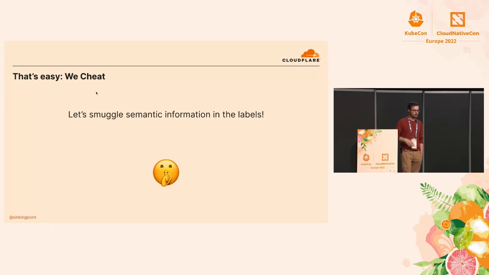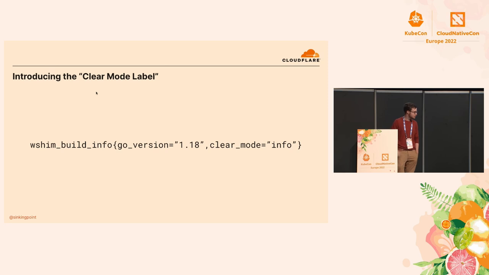And there's really only a few controllable fields we have if we want to maintain all of the text exposition things. We have the type, but that's a very fixed set of things. We have the help text, maybe. We have the metric name, and we have the label set. And any one of those last three would have kind of worked, but ultimately, we decided on smuggling some semantic information into the labels, and that's what we did.